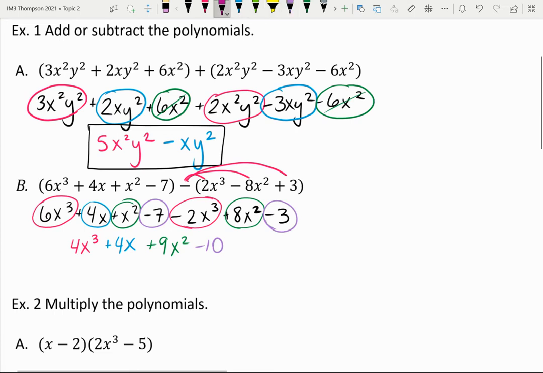Now this here is equivalent to the correct answer, but it's not in standard form, so I'm going to rewrite it. Yes, you're going to need your answers to be in standard form. So remember, standard form just means that my exponents are in decreasing order. This red one is degree 3, and then the blue one's degree 1, and then I go back up, the green one's degree 2, and then degree 0, right? So when I rewrite this, I want 4x cubed first, then the 9x squared, then the 4x minus 10. So I just swapped their spots.